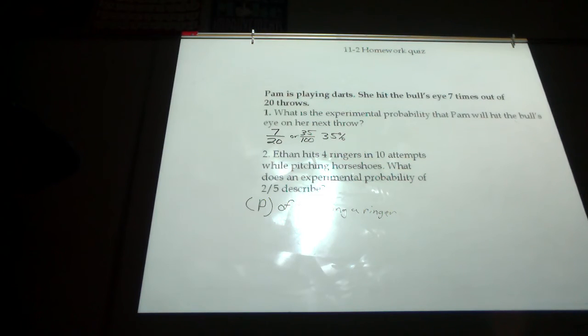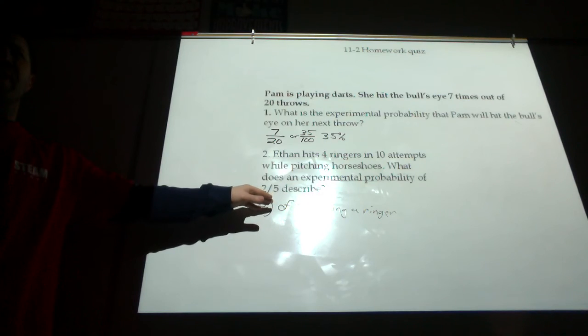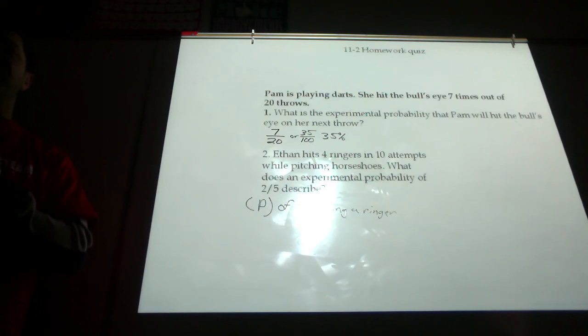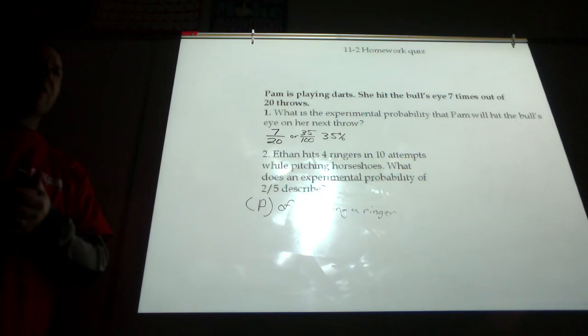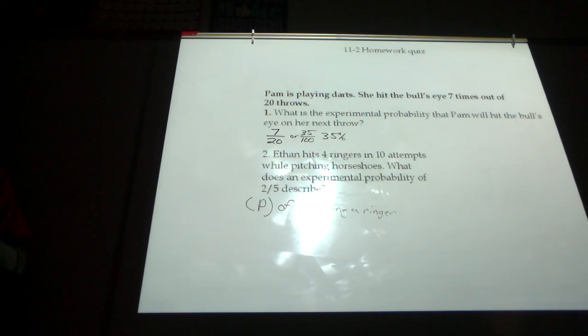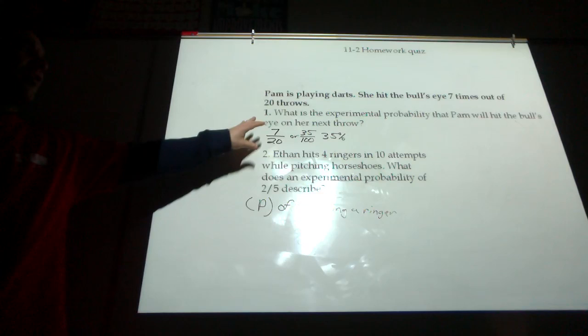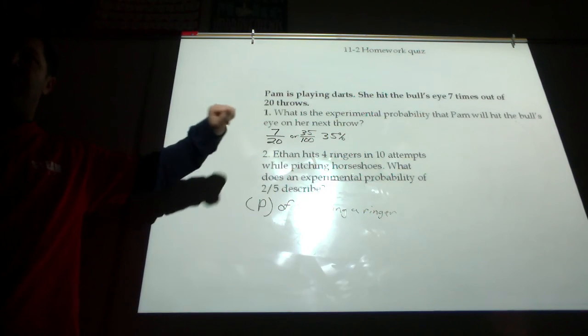Okay? Yes? Yeah, that's what it means. That's exactly what it means. Okay? So all they're doing right now is they're just trying to say, what does this 2/5 actually describe? And those answers are perfectly fine, as long as you say his chance, or the chance that he would have, of throwing a ringer, or anything to do with the ringer. Most likely tomorrow you're going to have to do something like this, just so everybody knows.